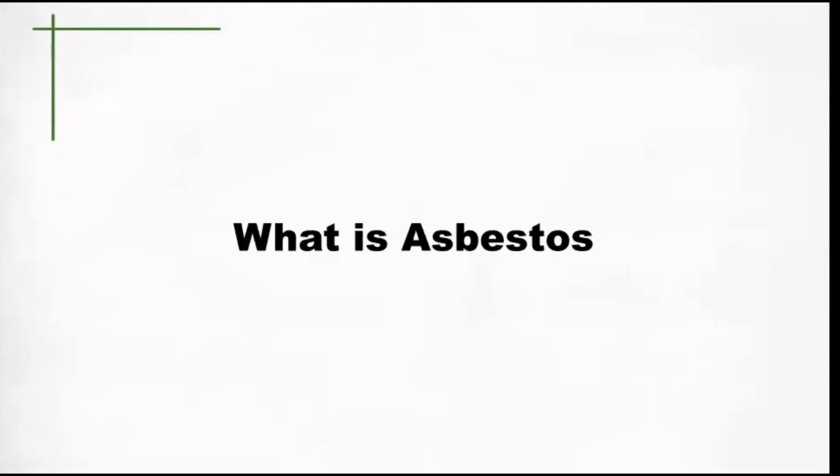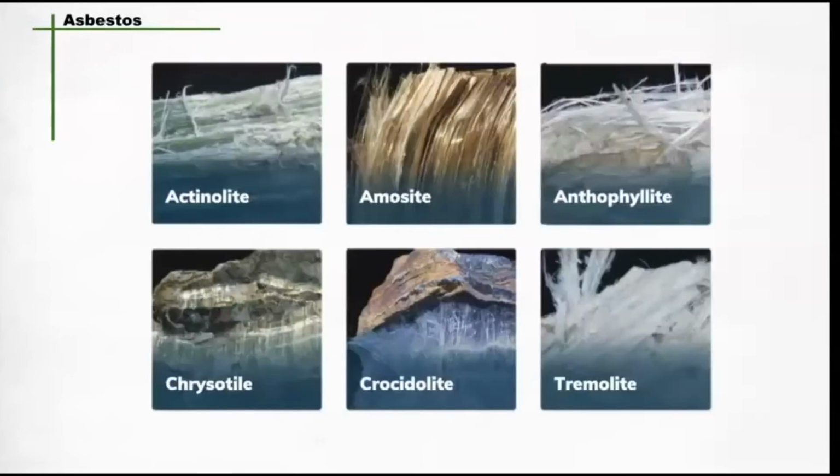So what is asbestos? Asbestos is a generic name given for 6 naturally occurring fibrous minerals. A fiber means that it's a particle that is more than 5 micrometers in length and having a length to width ratio of 3:1. So it has to be longer than it is wide.